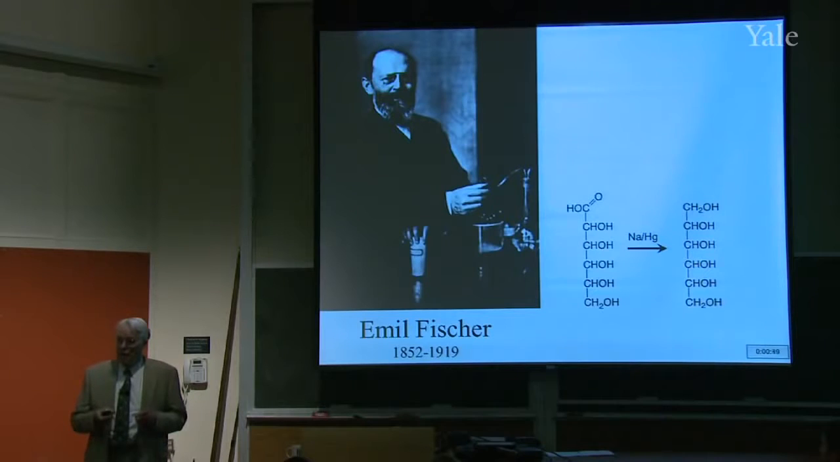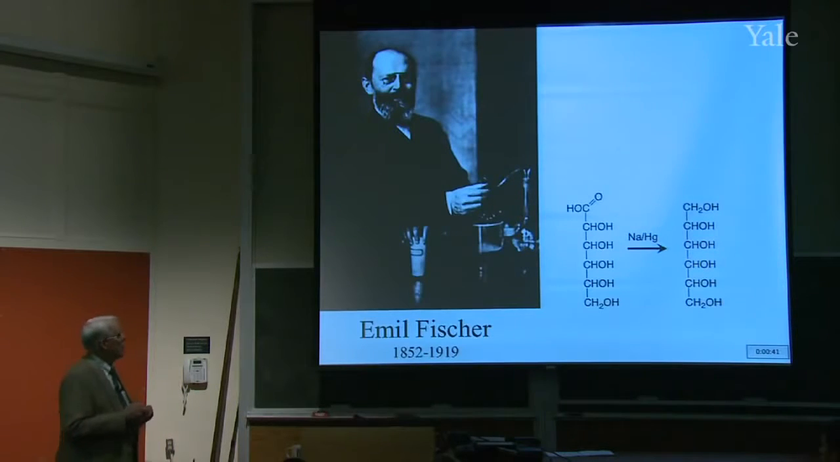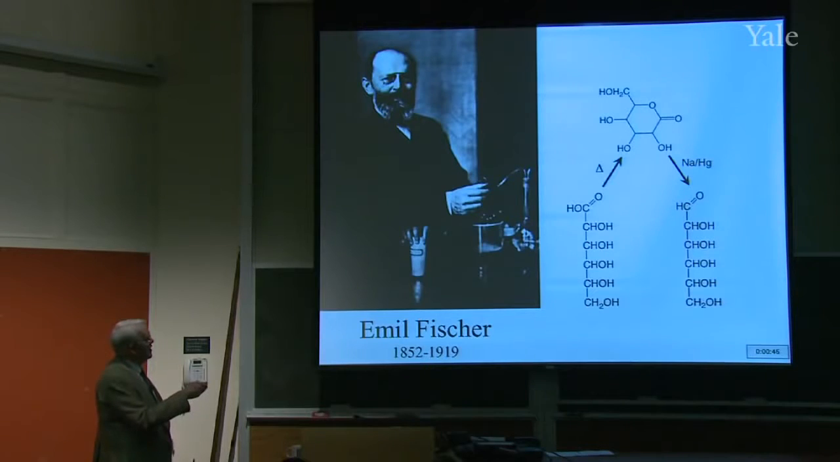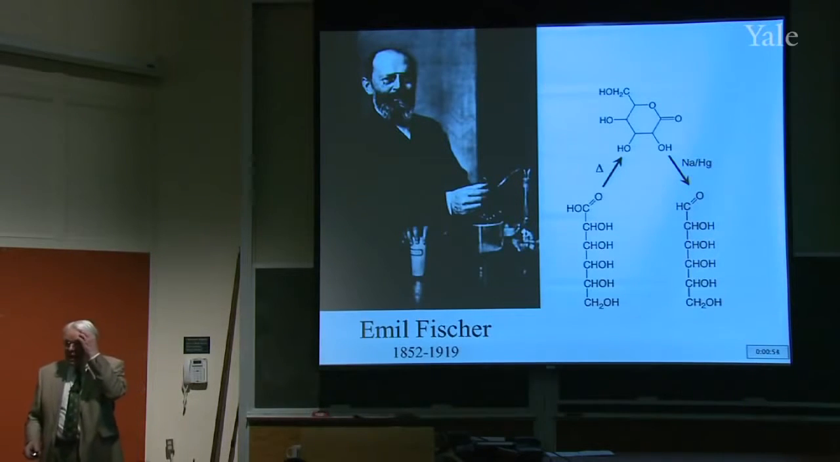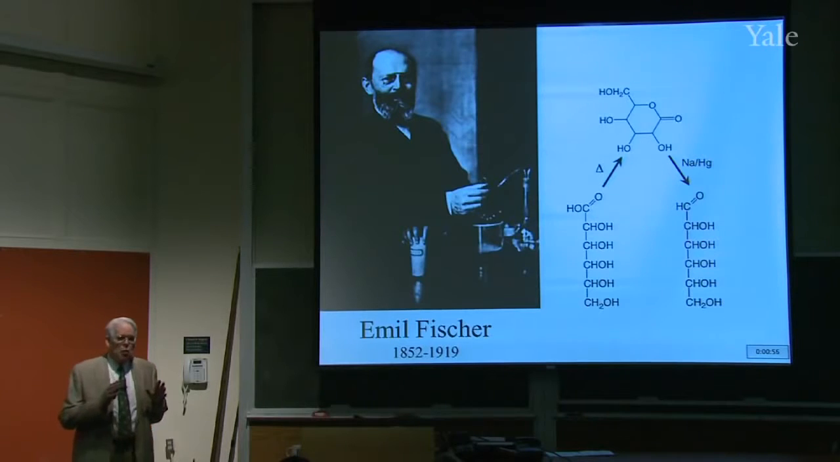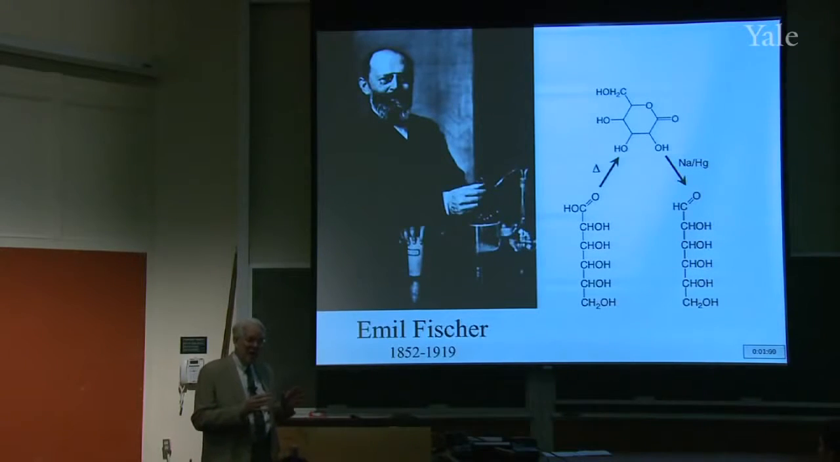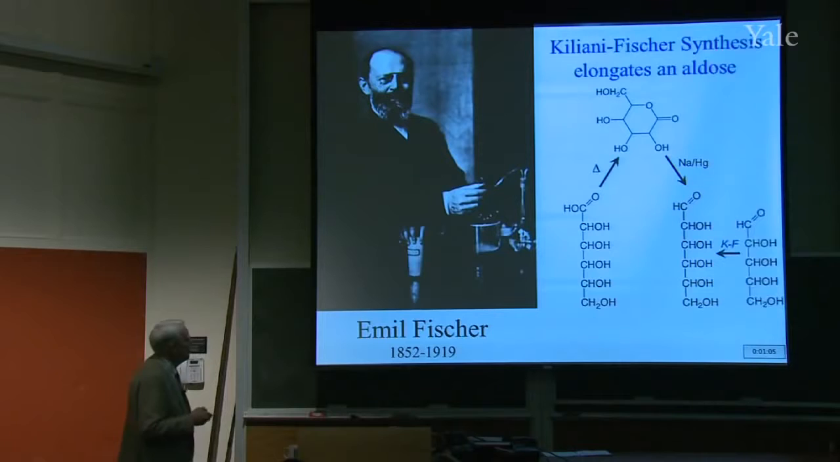But Fischer found a way to stop at the aldehyde, which was to first heat it to make this lactone, a cyclic ester, and then reduce that with sodium and mercury. And now he got the aldehyde here. Now, why was that handy? Because it gave a way to convert one sugar into another sugar. Now you could make new sugars synthetically, because it was possible to stop at the aldehyde, right?